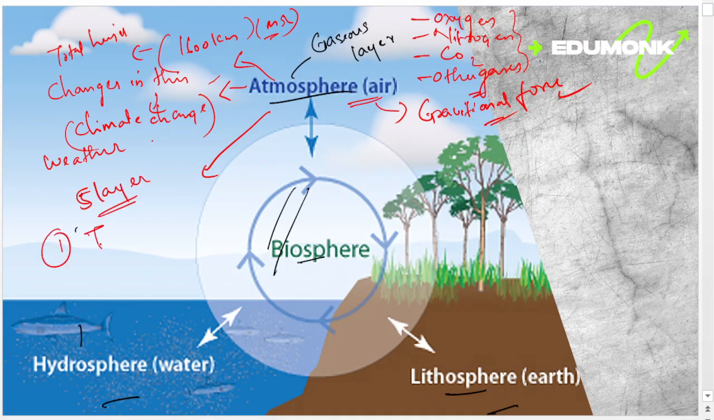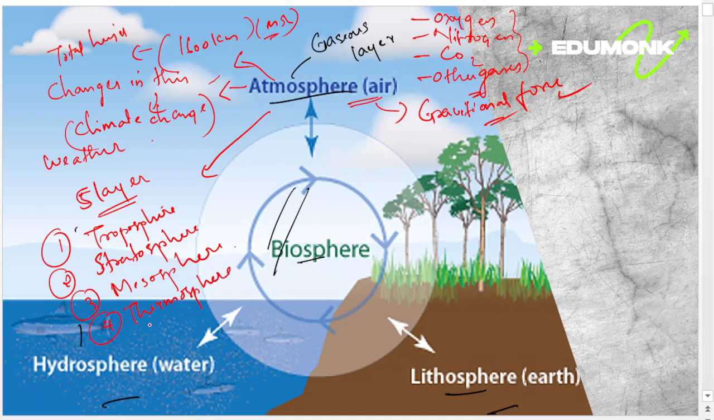The first one is the troposphere, the second one is the stratosphere, the third one is the mesosphere, the fourth one is the thermosphere, and the last one is the exosphere. We will study this topic later. We will completely explain the troposphere, stratosphere, mesosphere, thermosphere, and exosphere, and we will understand how they interact with each other and what the specialties of these layers are.